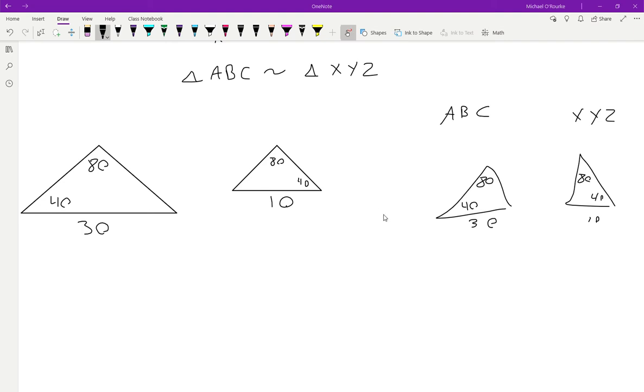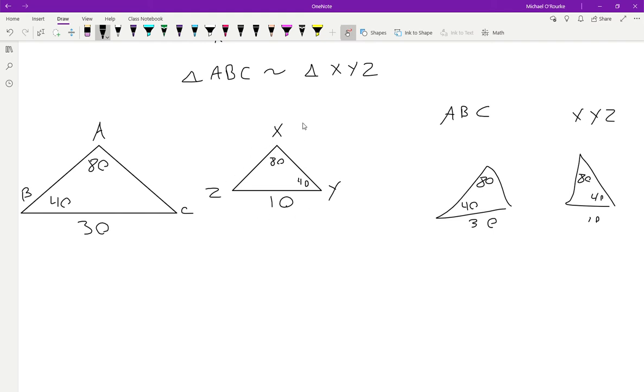Okay. I'm going to label mine. So I'm going to start with my A up here. And I'm going to go to the 40. I'm going to put my B over here. And I'm going to go to the one that doesn't have an angle. I'm going to put a C. Okay. And on this one, I'm going to put X at the 80, a Y at the 40, and a Z at the one that doesn't have anything.